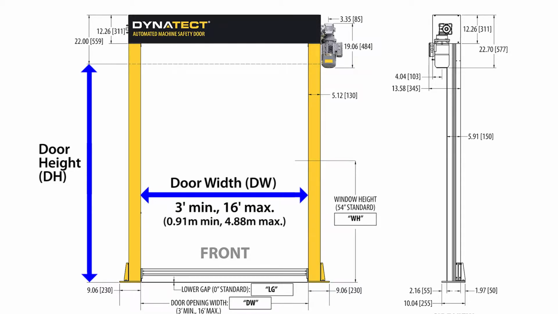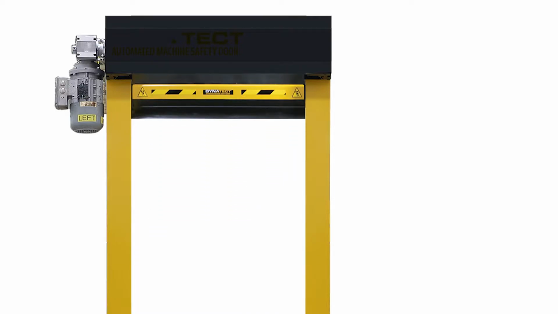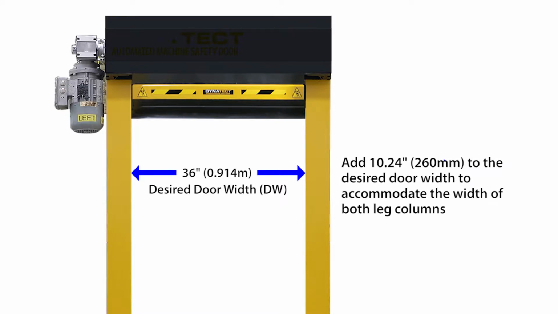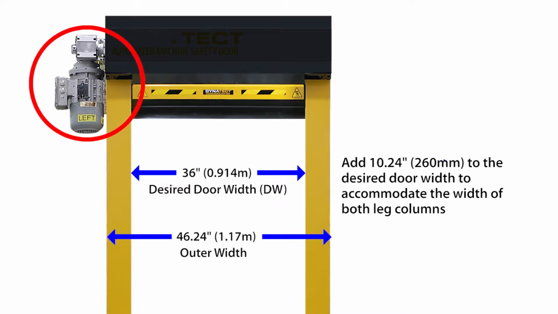We are often asked about the outer dimensions compared to the door opening width and height. Let's look at this example. If your desired door opening width is 36 inches, one must add 10.24 inches to the desired door opening width to accommodate the width of both leg columns. Therefore, the outer width will be 46.24 inches. In addition, always consider clearance for the motor at your chosen orientation.